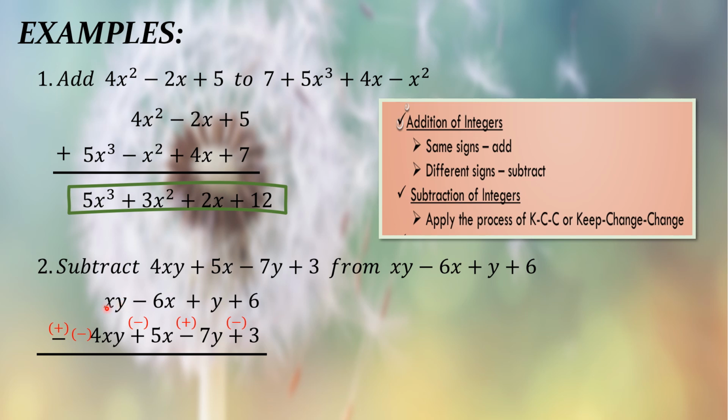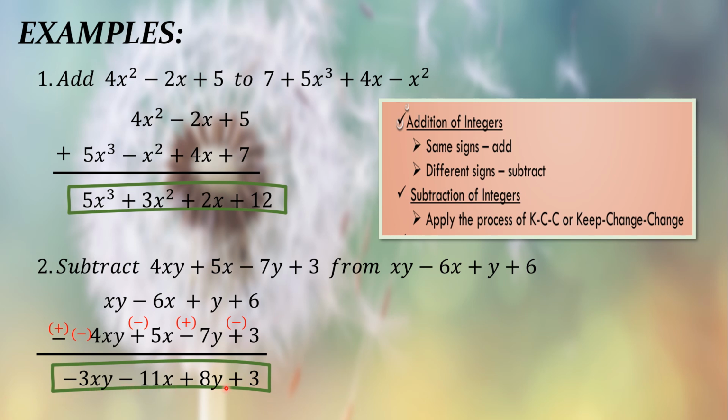So, xy, so may 1 dyan nakatabi. Kapag variable lang ang nakalagay, automatic may number 1 po yung nakatabi sa kaliwa. So, 1 and negative 4. Magkaiba sila ng sign, so you have to subtract. And then, the final answer will be negative 3xy minus 11x plus 8y plus 3.